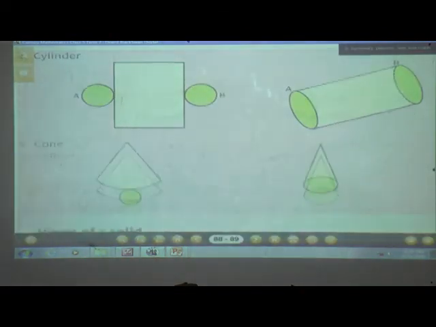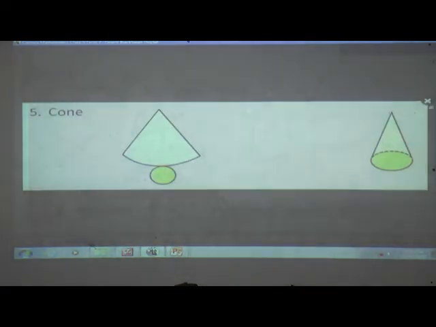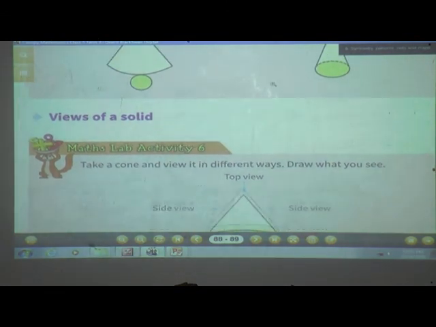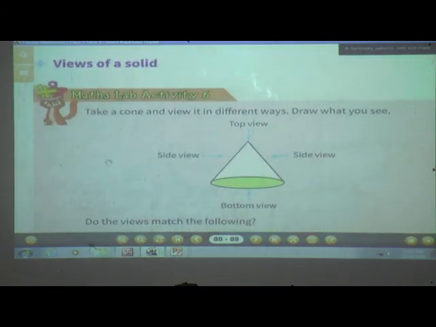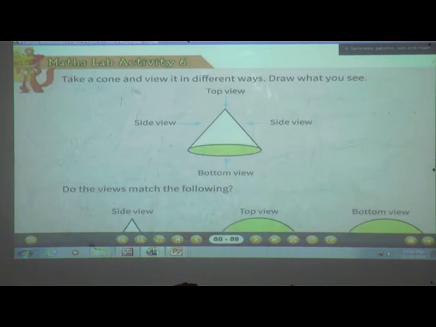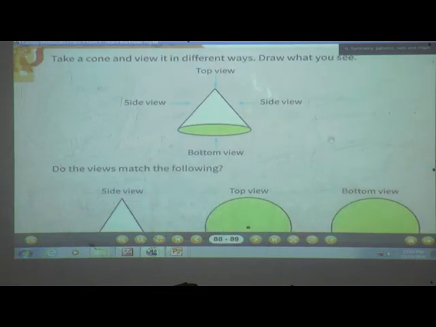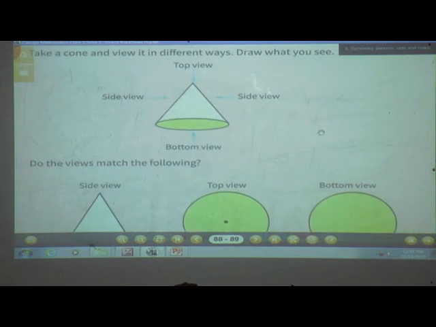Students, now we'll see views of solid. See, here they have given us one activity. Take a cone and view it in different ways. That means you have to see how the cone looks in different ways.